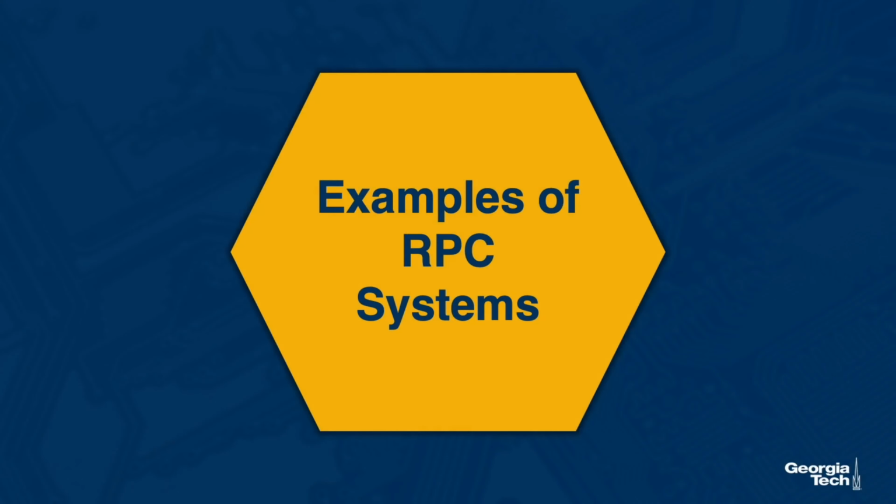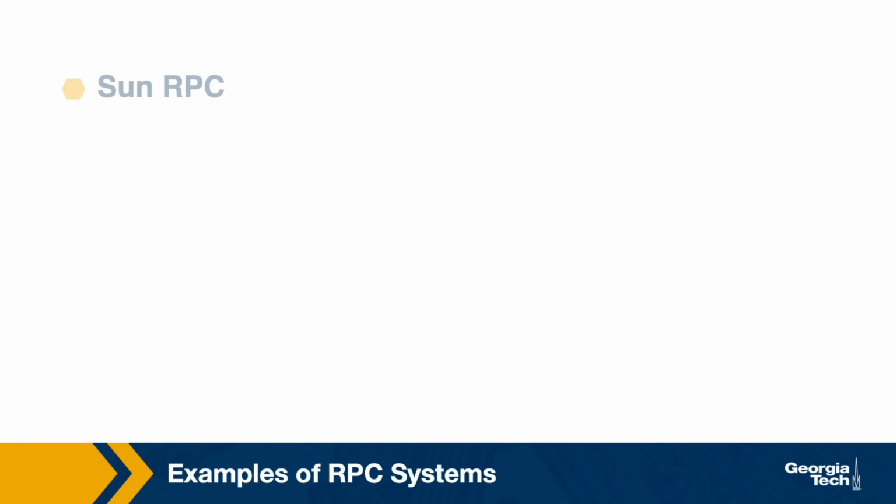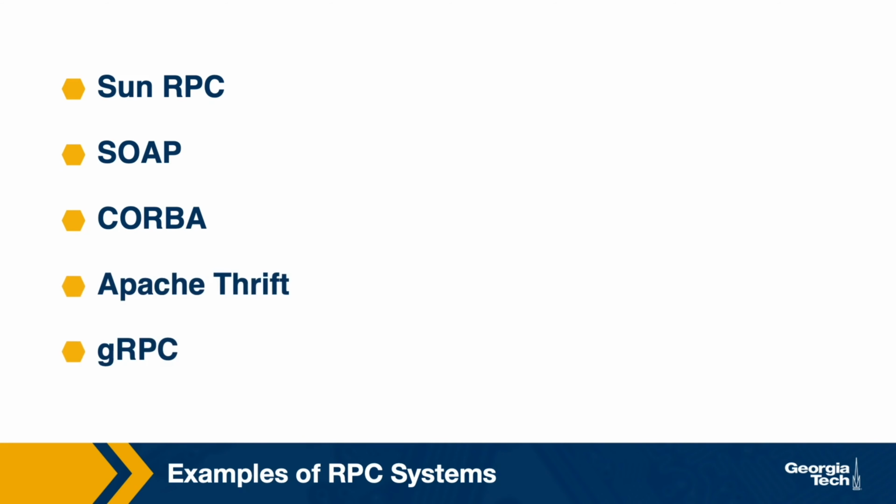Many RPC systems have been developed over the years. Let's discuss some examples. We mentioned Sun RPC. This was the original RPC system design and implementation from the early 1980s and was done by Sun Microsystems. Older systems and protocols that have been broadly used in enterprise solutions include SOAP and CORBA. More recent systems built with different Internet services in mind include Apache Thrift and gRPC.